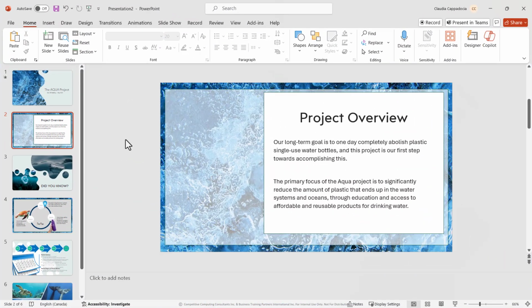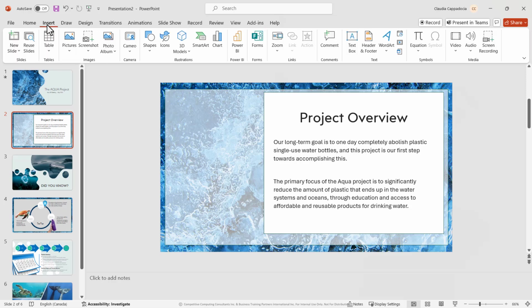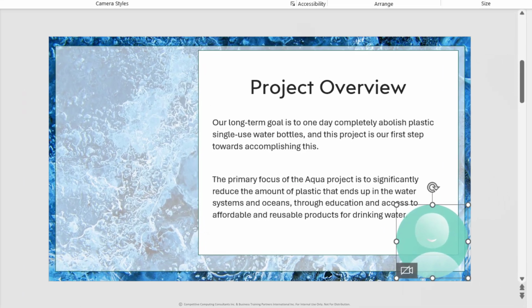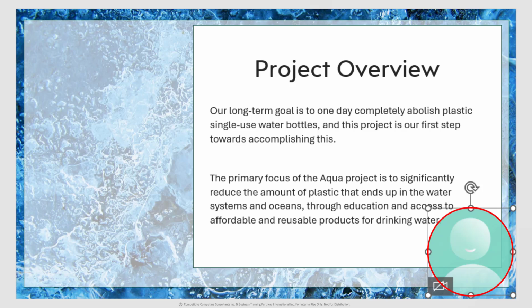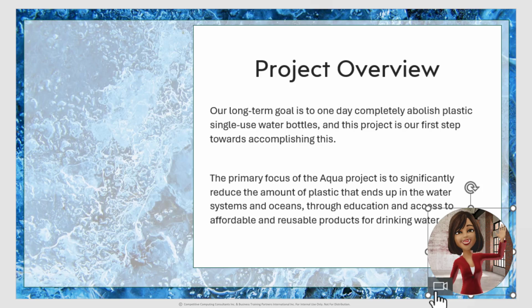You've already laid out your content, so we're going to go to the Insert tab of the ribbon, and we will select the Cameo option. PowerPoint is going to place a video feed window in the bottom corner of the slide using the default size and shape. You can use this button to turn your video feed on and sample what it's going to look like. Click it again to turn that video feed off.